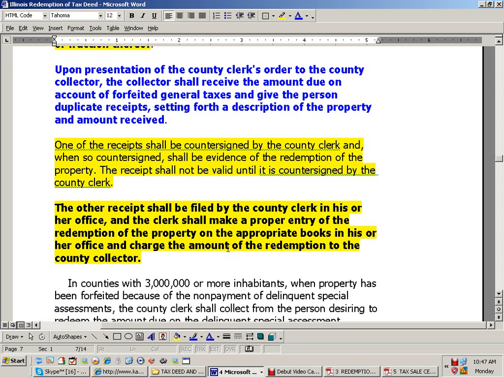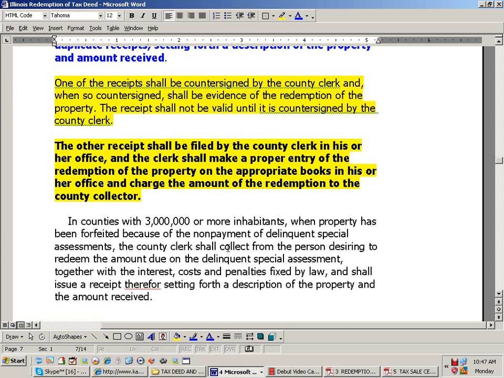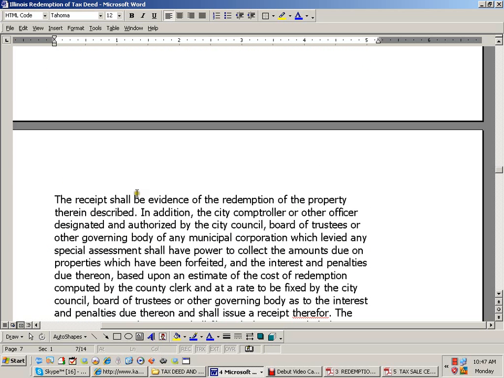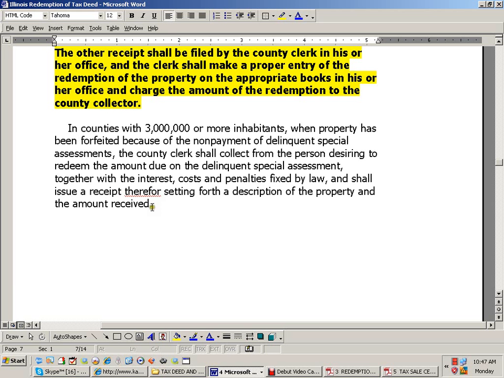Redemption of property on the, now we say, appropriate books. So what are the books that you're going to be making these changes in? I want a record. Every book that you make a change in, I want a copy of it. Yep. Beautiful. This is good stuff. Appropriate books. Yeah. Did you highlight that?